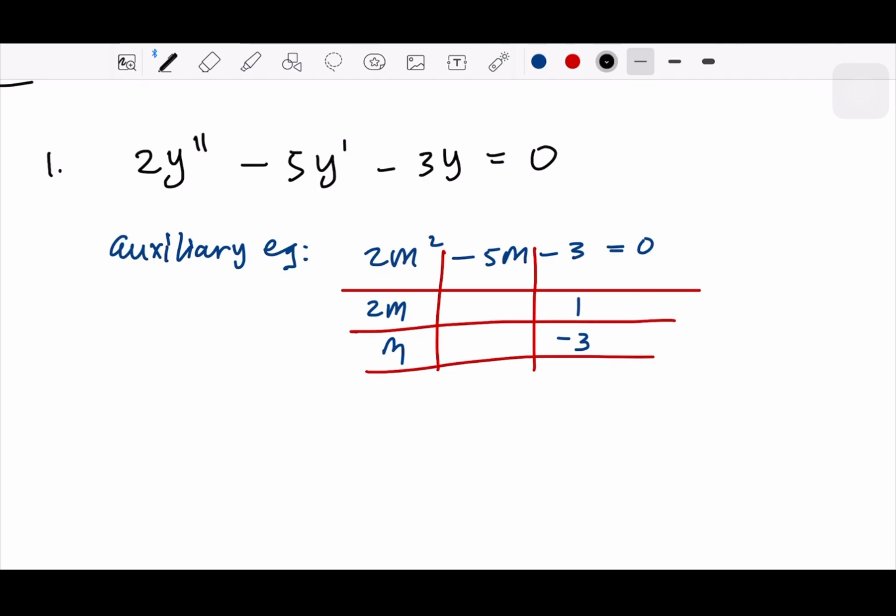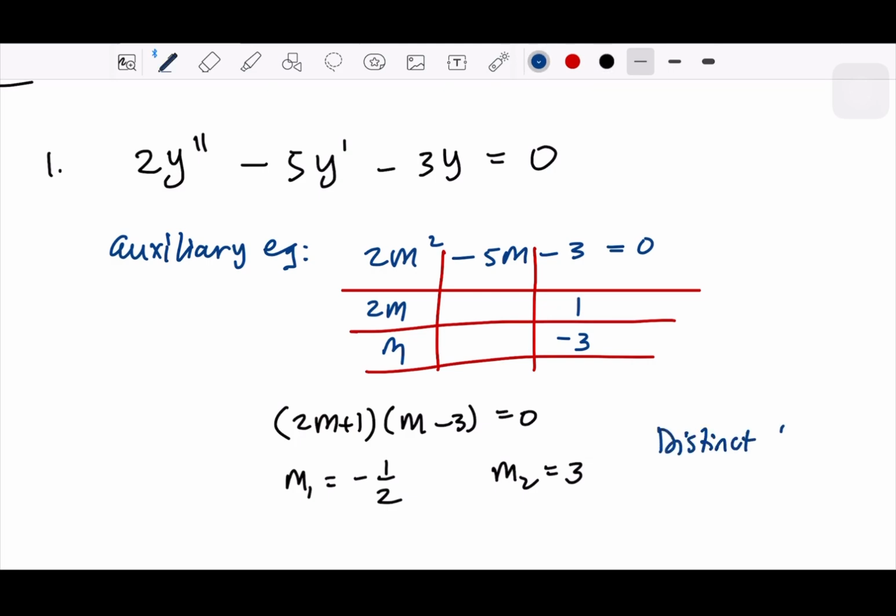So we are going to have 2m plus 1 and m minus 3 equal to 0. So m1 is -1/2, m2 is 3. Okay, I think this is the case for the first one. This is having distinct real roots.